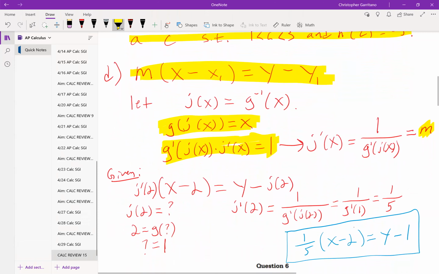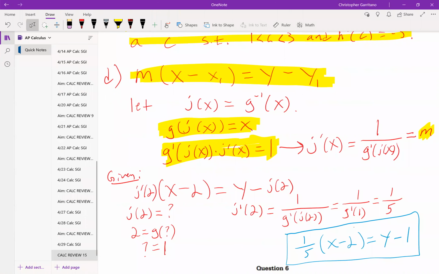So updating our values, instead of m, I have j prime of 2, right? Instead of x here, I'm writing 2. Similarly here, I'm going to multiply my slope by x minus 2, and that's going to equal y minus j of 2. So there's still some information I need to determine. I need to determine j of 2, and I need to determine j prime of 2. So let's start with j of 2.